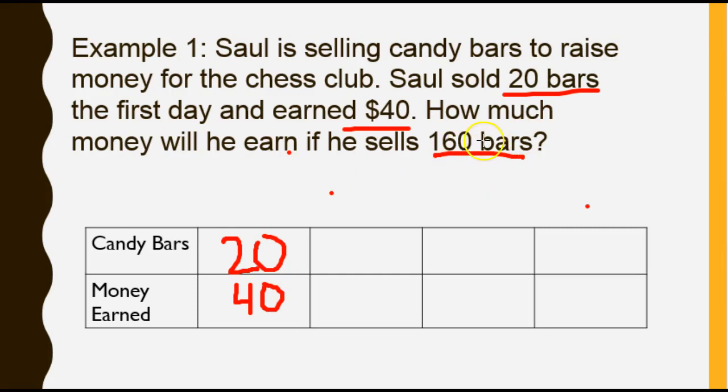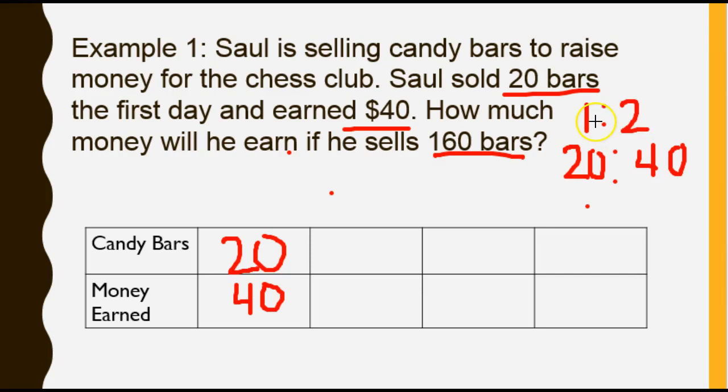So one way of doing this, I want to see what I can multiply both these numbers by, or find a pattern that I could go throughout this table with to get to the 160 bars. So let's break 20 to 40 down into a simpler ratio to look at. If I break it down, I can see that I can divide both numbers by 20. 20 divided by 20 is 1. And 40 divided by 20 is 2.